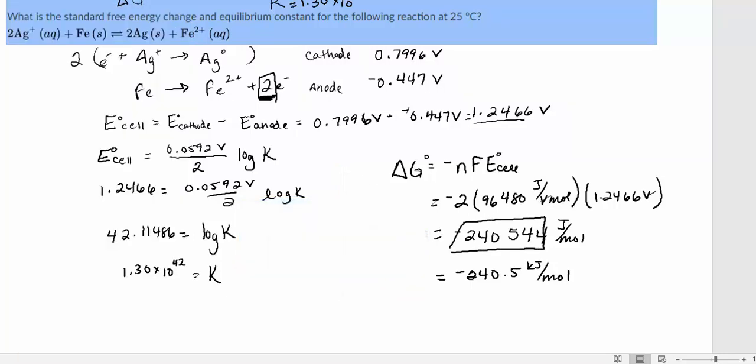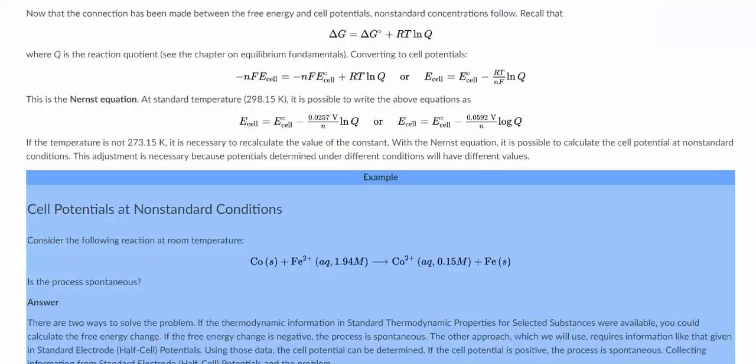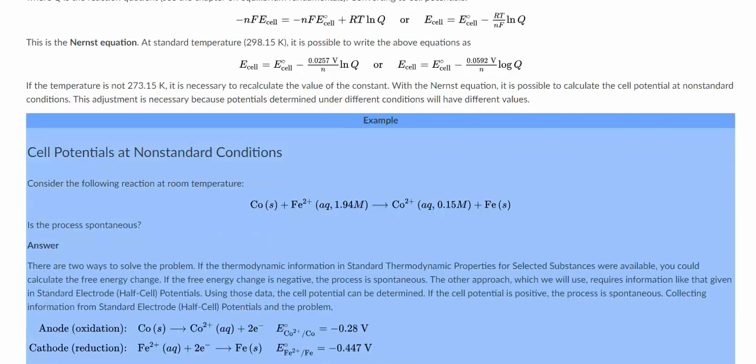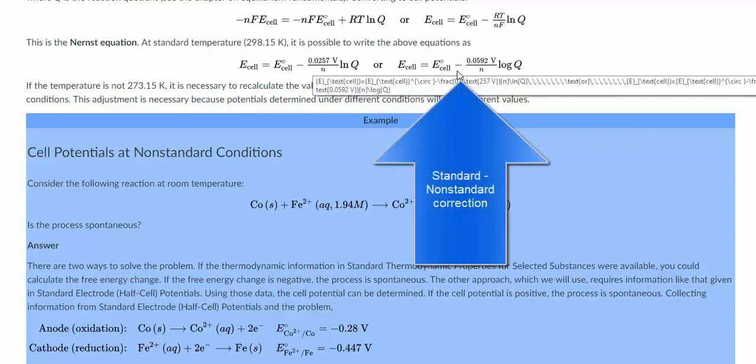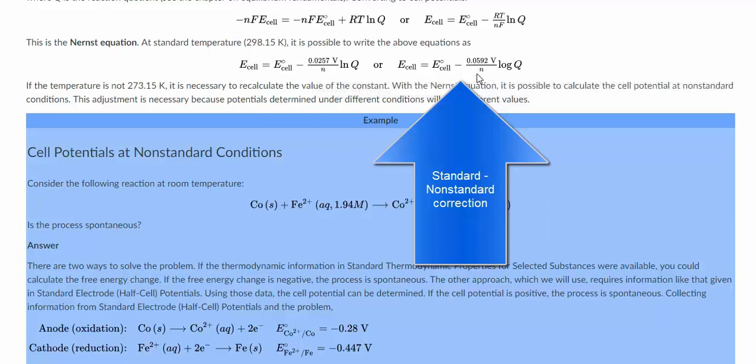Now we can calculate our K, but remember the relationship between Q and K, and we talked about this with our equilibrium unit. So Q is the reaction quotient. And if we exchange Q for K, then we can calculate at non-standard conditions as well. In order to do that, we need to have the non-standard E cell is equal to the standard E cell minus 0.0592 volts over the number of electrons times the log base 10 of Q, the reaction quotient.